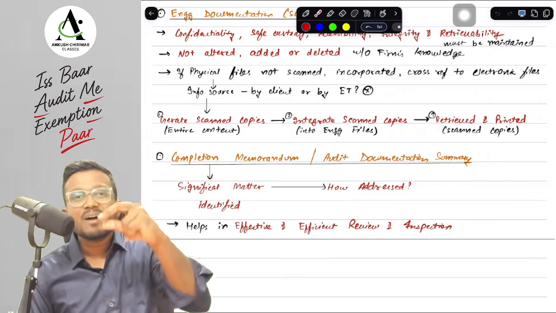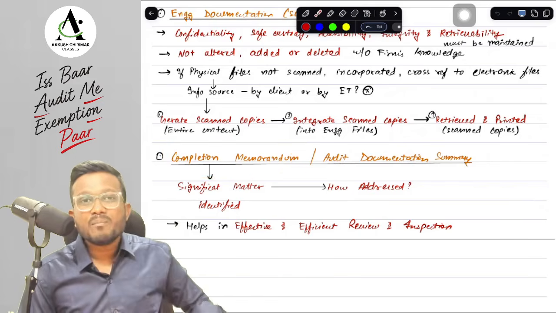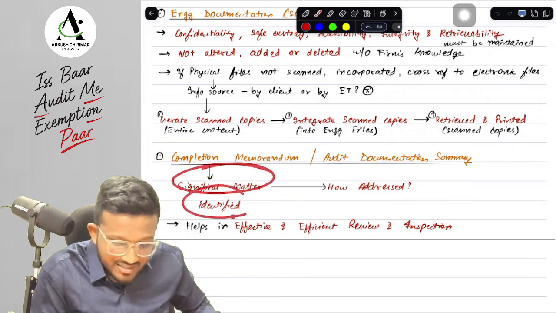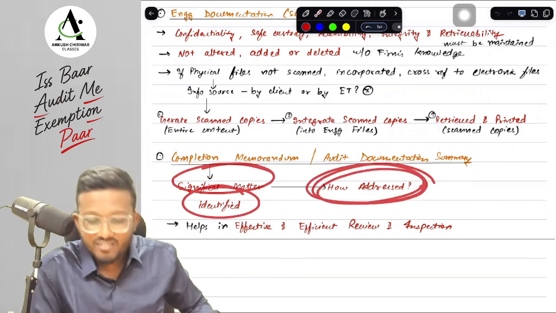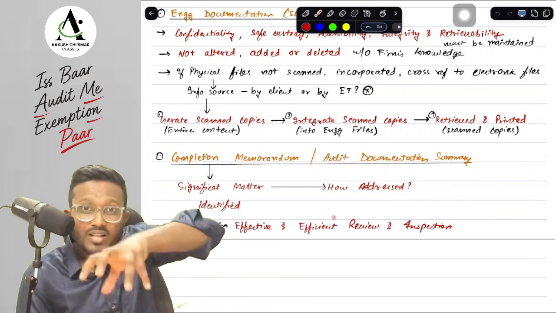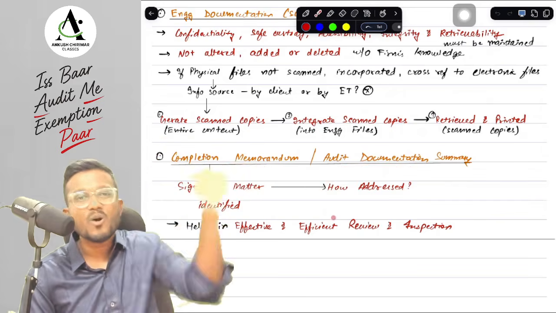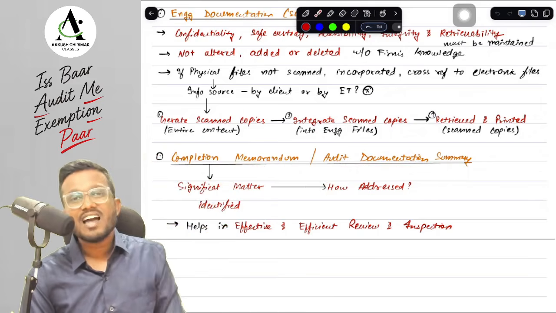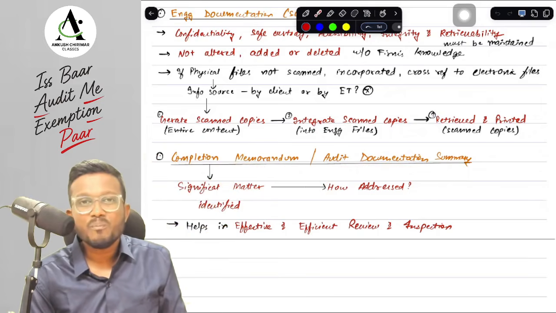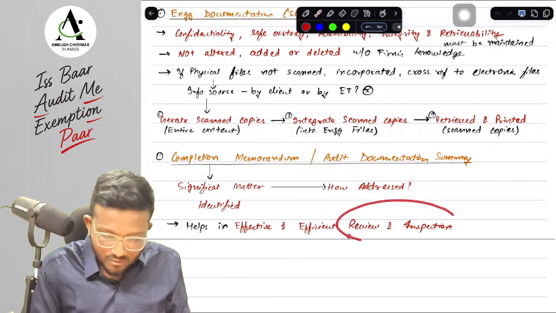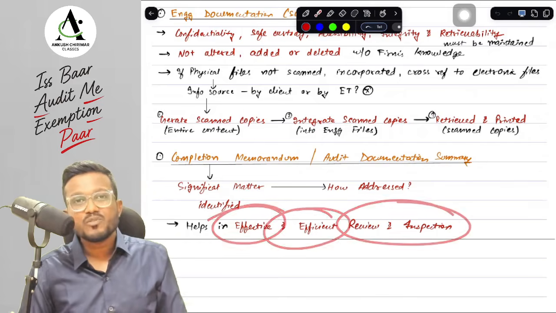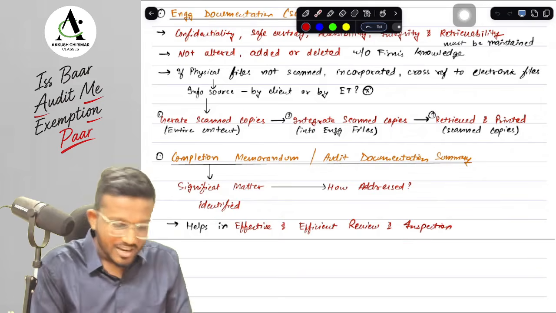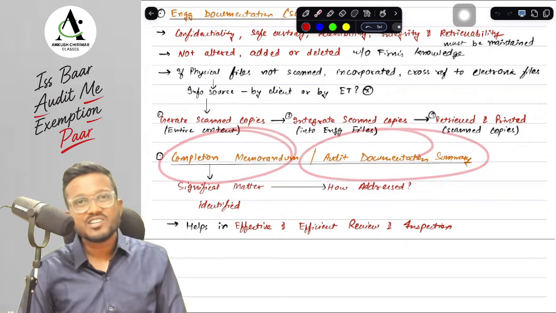What it is called, sir? Completion memorandum. In that completion memorandum, what we will write are the significant matters that were identified during the audit and how they were addressed, so that anyone who is coming to review that particular final audit file can just know about the significant matters and directly review those matters only. They don't have to perform much more work, because it will make our review and inspection effective and efficient. Which will make our review and inspection effective and efficient? Your completion memorandum or audit documentation summary.